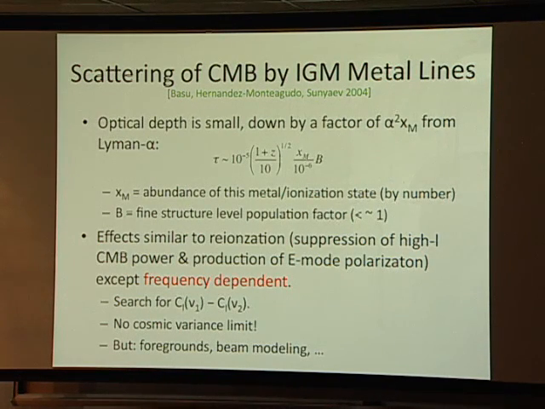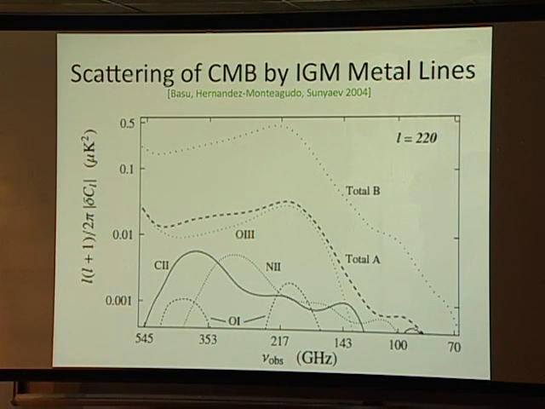What might this look like? So I pulled one of the plots from this paper. These are two different ionization histories. This is, as a function of the observation frequency, the change in the CMB power spectrum due to these metal scattering features.